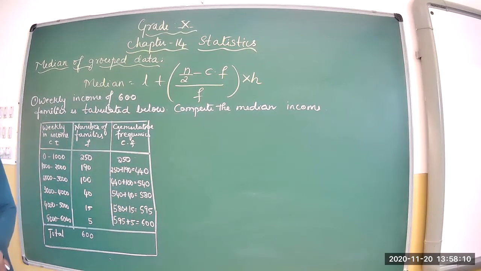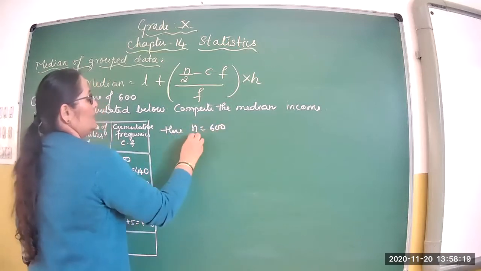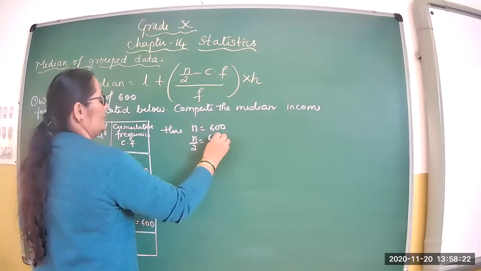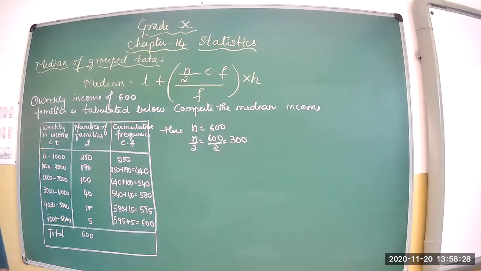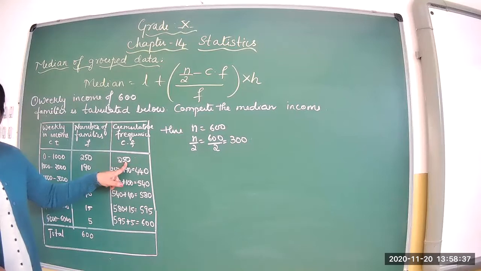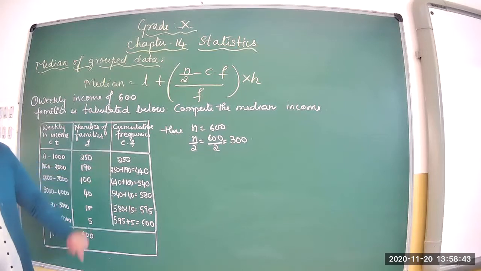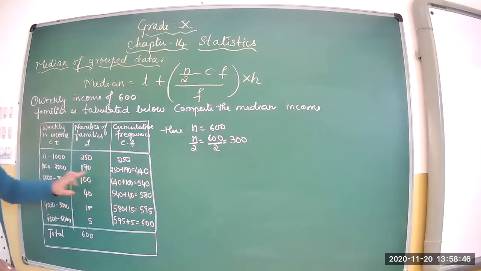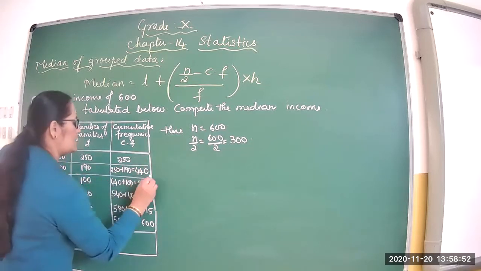In the next step, what we have to find? N by 2. n is 600, given. So what is n by 2? 600 by 2 is 300. So you need to find in which class the 300th observation lies. Here 250 observations are there. In the next class, 440 observations are there. That means the 300th observation is in the class 1000 to 2000. So this is the median class.